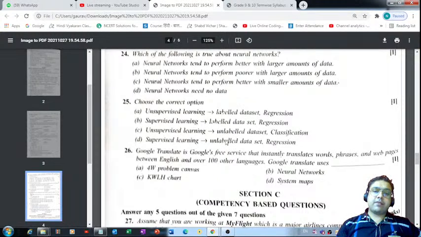Unsupervised learning, unlabeled data. This is correct for unsupervised learning, but we don't do classification in unsupervised learning. In unsupervised learning, we use clustering, right? Regression and classification are part of supervised learning because we use labeled data for these two things. Supervised learning is related to unlabeled data. No, this is absolutely incorrect. So the correct answer of question number 25 is part B.